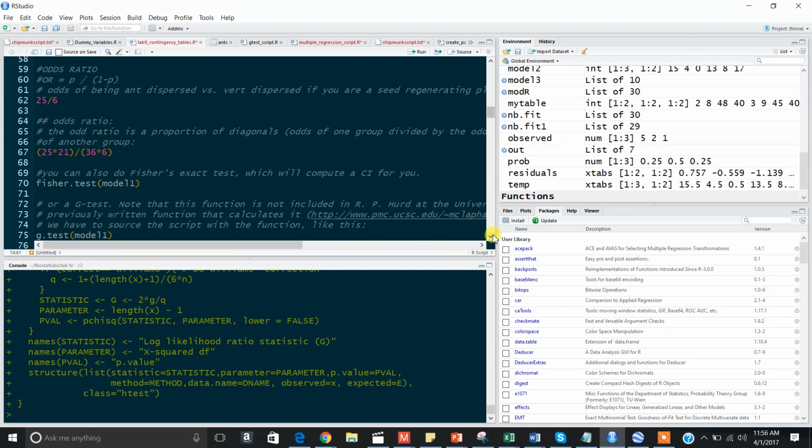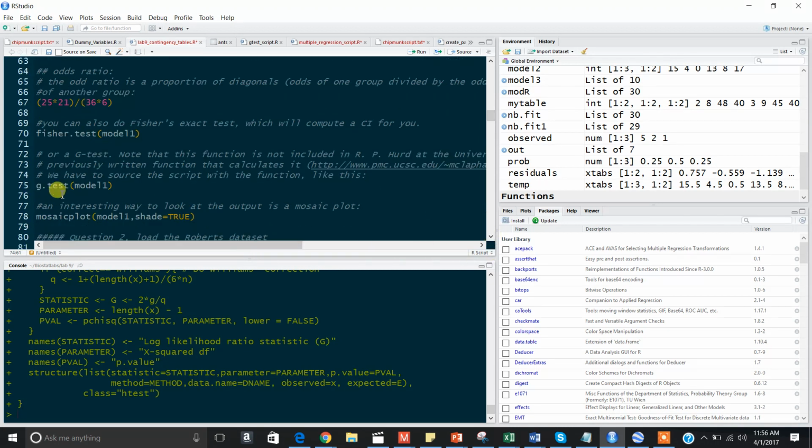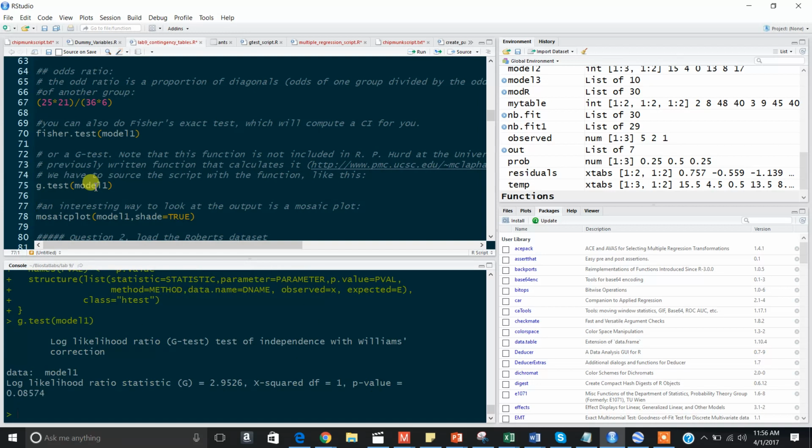Okay, so if we ran the G-test on our model, we get the actual likelihood ratio. So we get the ratio statistic, and then your degrees of freedom, and then the p-value. And again, looking at this output, it coincides with what we came up with before from looking at the Fisher's test. Again, you have a p-value that's greater than 0.05, so you fail to reject the null hypothesis.